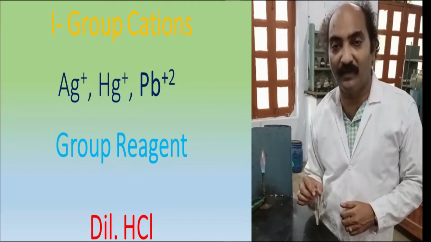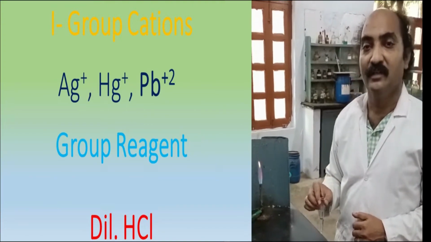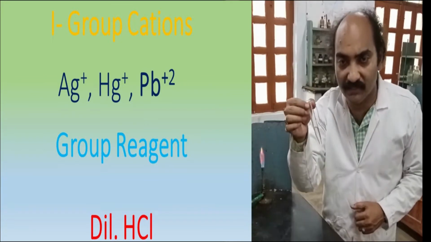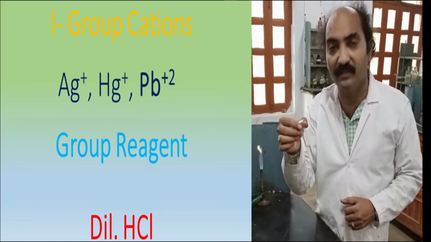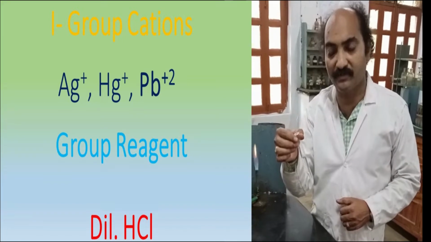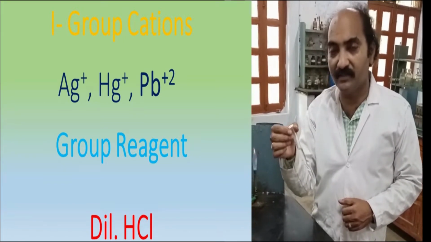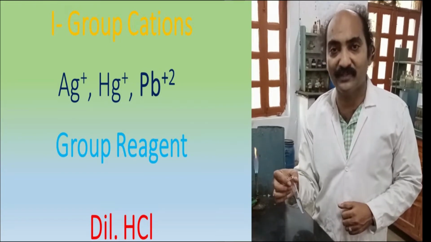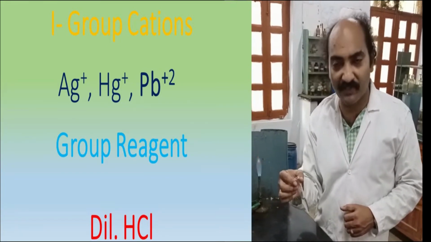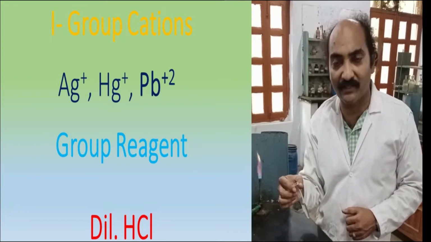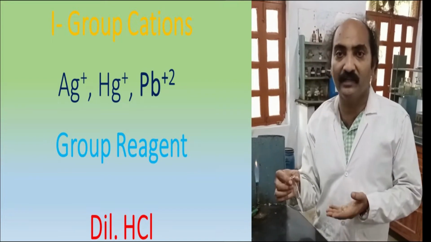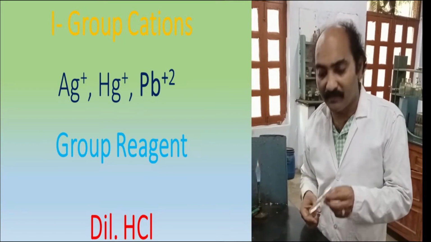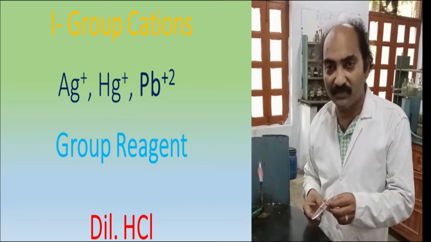Today we are supposed to perform the first group separation table. For that, what are we supposed to do? First of all, this is a solution supplied to me by the lab personnel for the first group separation table. First, I have to add the first group reagent to this. Once I add the first group reagent, if I get a precipitate, that implies first group cations are present. Definitely there will be a precipitation here because the lab personnel told me it is for the first group separation table.